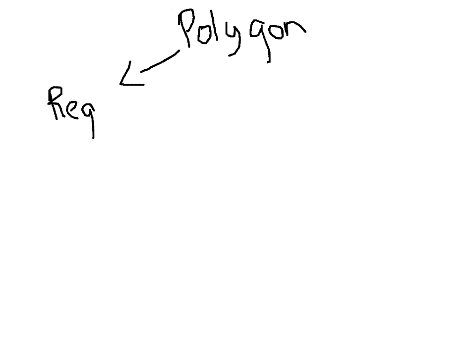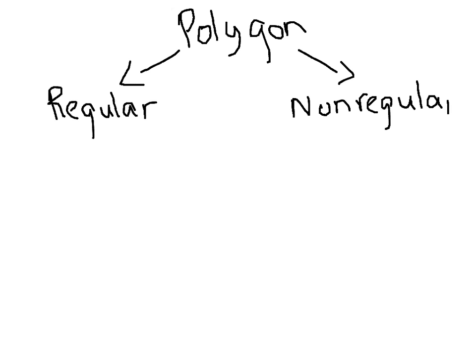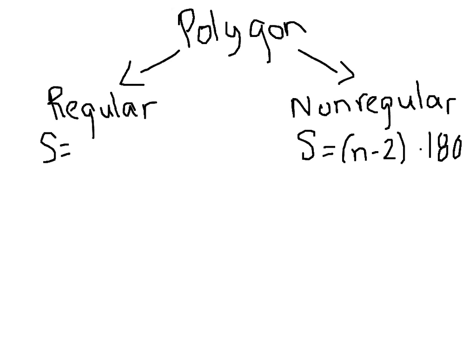Here's what I'm going to do. I've got this flow chart, and I have the name Polygon. Okay, and then I'm going to go regular. Remember, that's all sides and angles are equal. And I'm going to also have a non-regular. Okay, and so we have the sum is n minus 2 times 180. And the same is true for regulars.